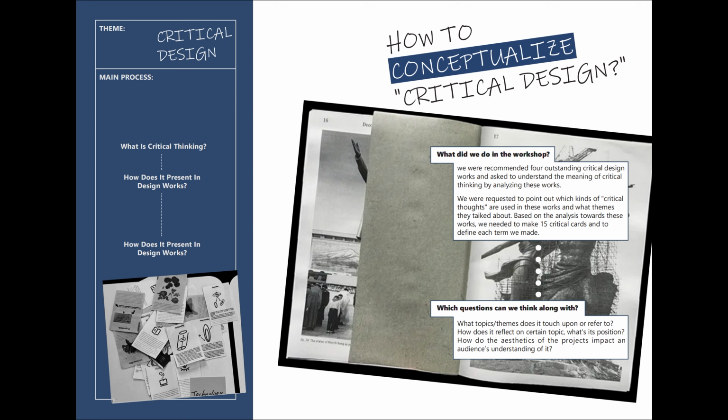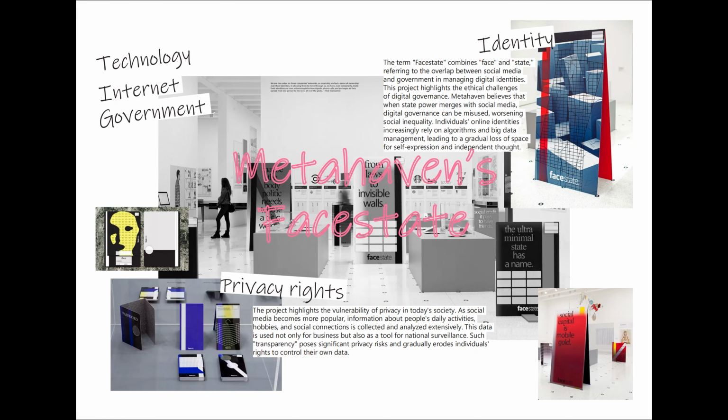We needed to identify the types of critical thinking used in these projects, the themes they addressed, and how they challenged existing problems. The first project I chose is Matt Haven's Phase State. It examined the convergence of design, technology, and politics, exploring how digital surveillance and data collection impact personal privacy and societal structures. I analyzed it through various aspects such as aesthetics, identity, privacy rights, technology, internet, and government.